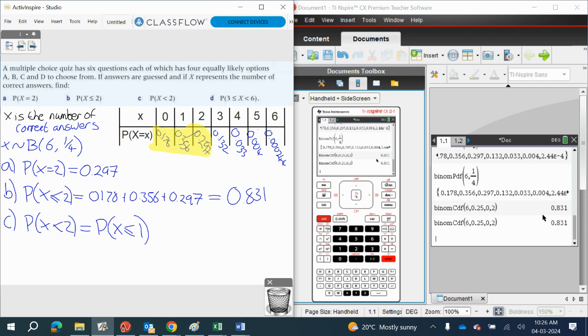Why not? Discuss with the person next to you. Why can't you do this normally? You can do it here in this situation, but you couldn't do it if you were looking at a graph. Less than 2 is not the same as less than or equal to 1 on a graph. Why? What's the difference here?